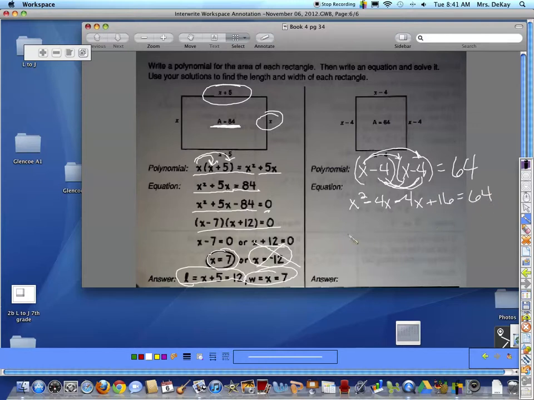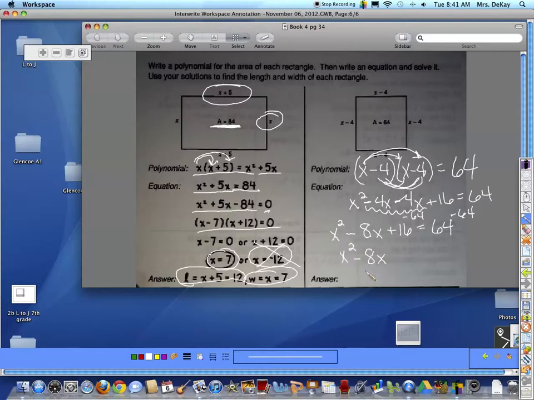Now what should I do? You should add the x. 4x. Good job. What do I get? X squared minus 8x plus 16 equals 64. So does this look like it's supposed to look over there? No. What do I need to do? Take away 64. Where do I take 64 away from? The 16. I'm going to need somebody with a calculator to do that.